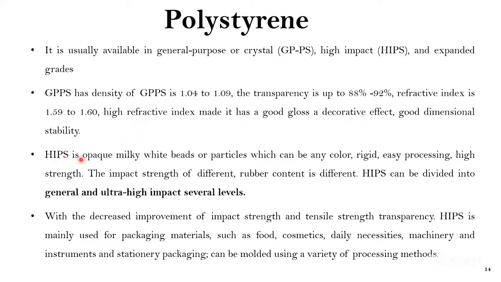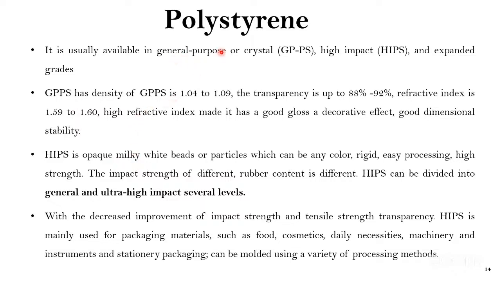And HIPS, what is that? High impact polystyrene. It is very opaque, milky white beads or particles which can be any color, rigid, and very easy in processing. This HIPS, okay, they are generally made up of your syndiotactic and isotactic material. That is the reason they are quite hard, and they have a very high strength as compared to your GPPS. What is the full form of GPPS, please?